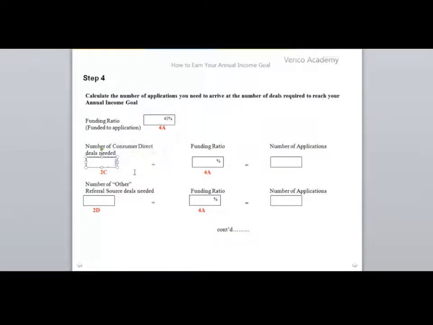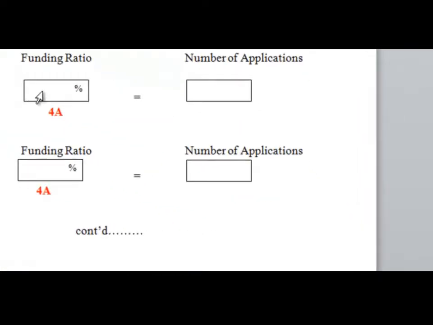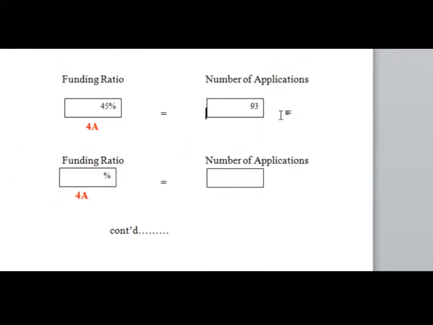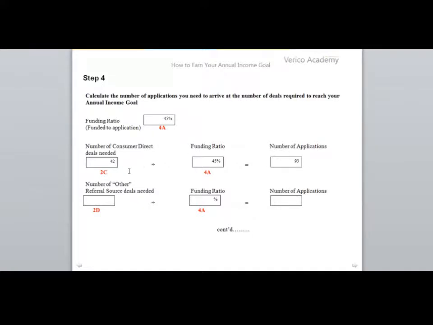Now, down here, what we're going to do is put in the number of consumer direct deals needed. So you can go back into your previous steps and find your 2C. In mine, I need 42 funded deals from my consumer direct source. And I'm going to divide that by my funding ratio, which is 45%, and that results in 93 applications. I need to get 93 applications in order to fund 42 deals from my consumer direct source. If my funding ratio is better than 45%, I'll need fewer applications.